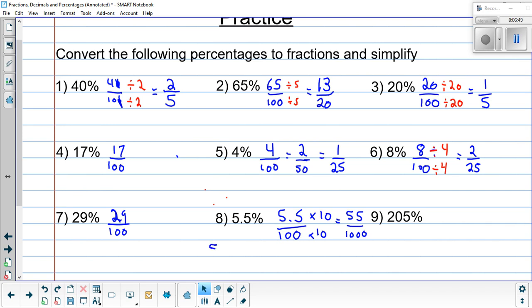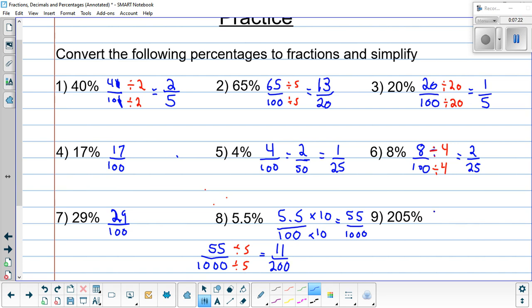I'm just going to do my working out down here, because now I can actually simplify this. I can divide by 5, top and bottom. So 55 divided by 5 is simply 11, and 1,000 divided by 5? If 100 divided by 5 is 20, then 1,000 is 200. And we're done. 11 is another prime, and it does not fit into 200 evenly.